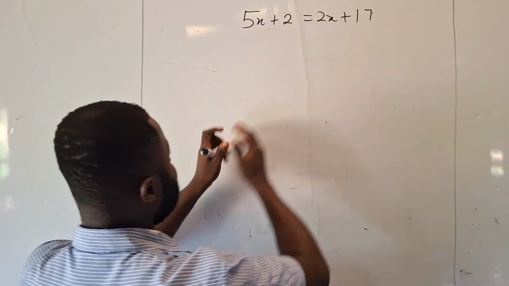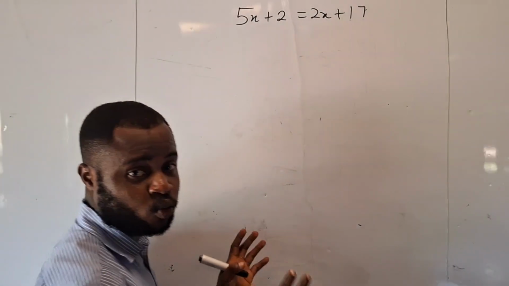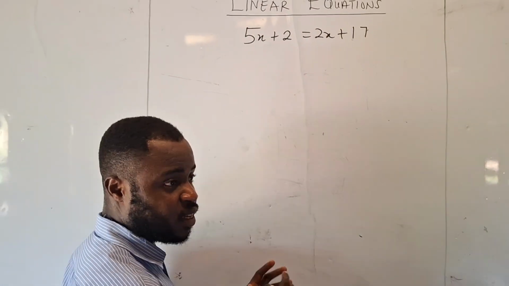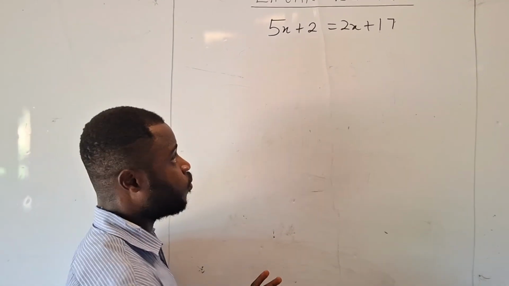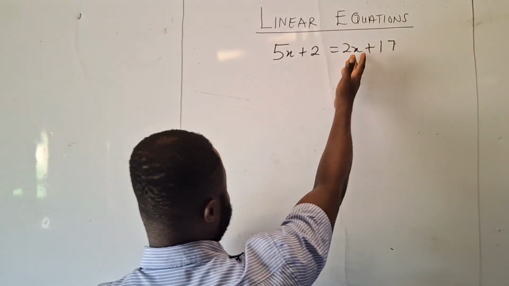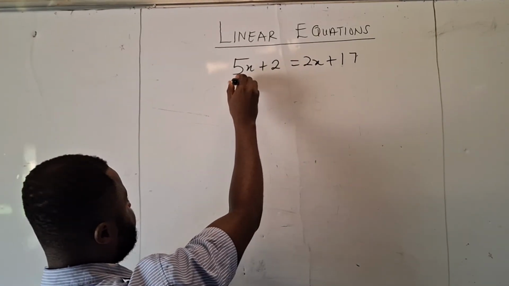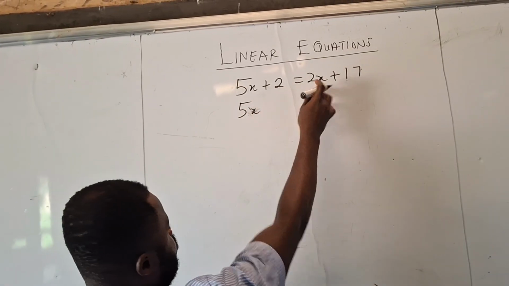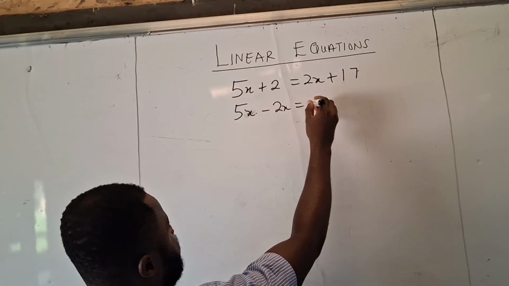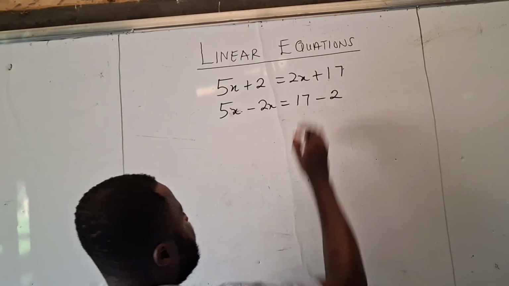So we have to group the 2x and the 5x at one side, then the 2 and the 17 at one side. And what you have to understand is before you are grouping them, check whether it is negative or positive. So with this one, you can see that the 2 here is positive. So we are going to bring it with the 5. So it will be 5x minus 2x is equal to 17. This is also positive, coming here will be negative.